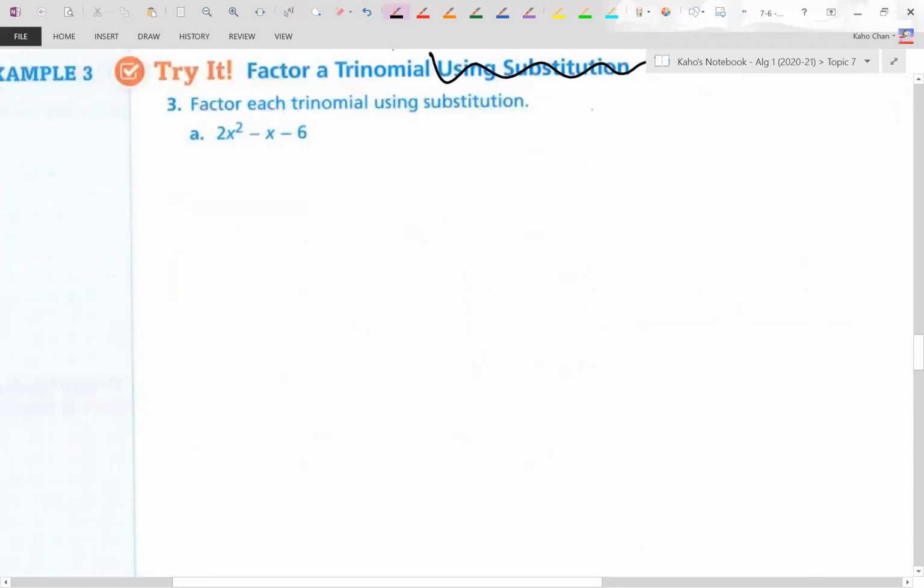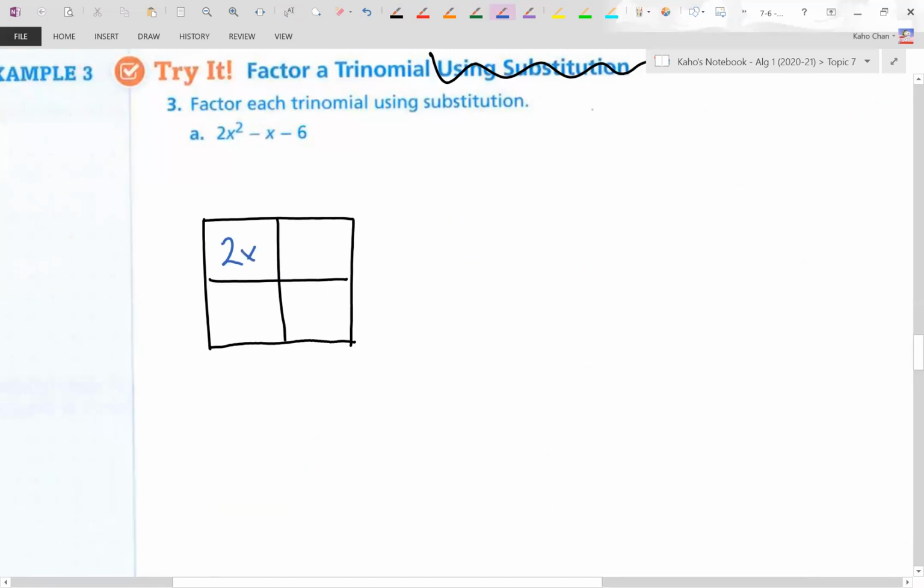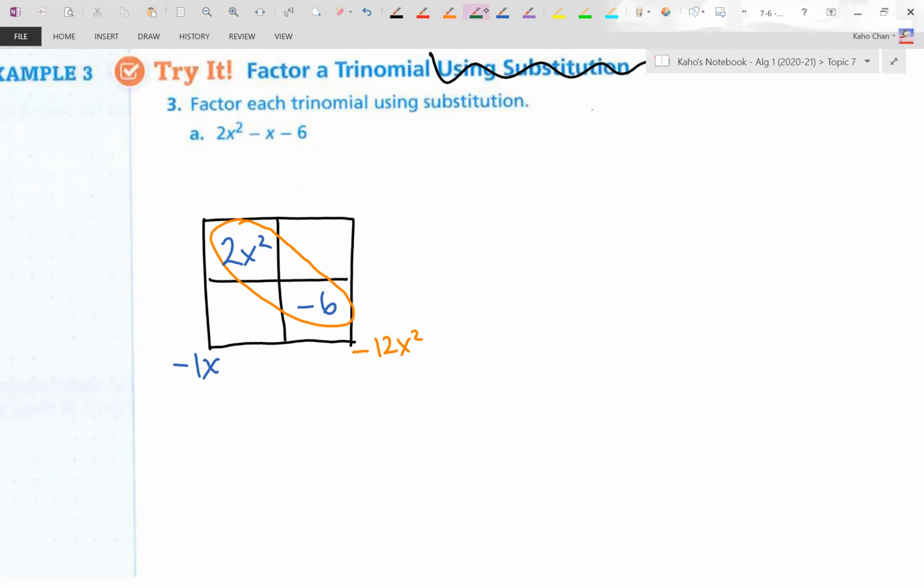Let's draw a box. They give us a lot of room here. Substitution is not necessary. First term, first box. Last term, last box. Middle term, outside left-hand corner. I'll put a 1 there again. Step 2, multiply the diagonal. 2x squared times negative 6 is negative 12x squared. Step 3, find all the possible ways of adding together to give you that AC product. When added together, it will give me negative 1x.